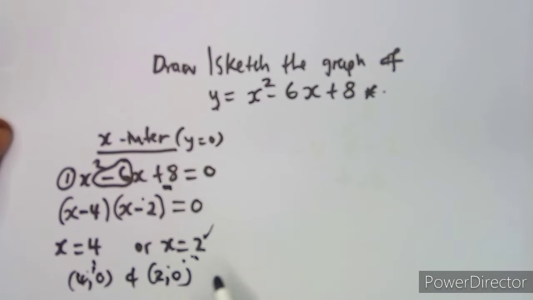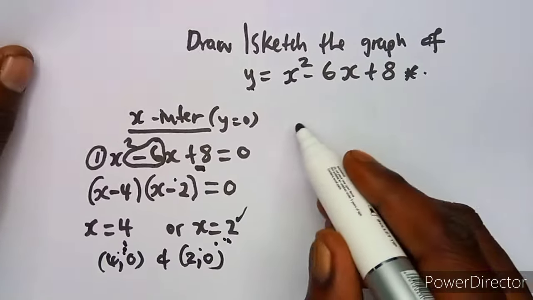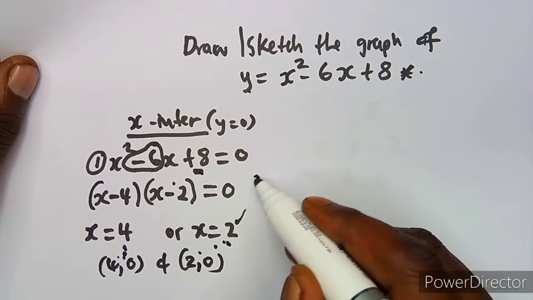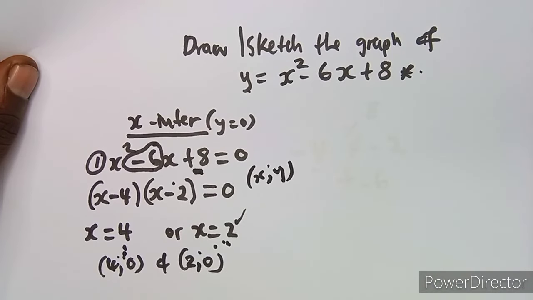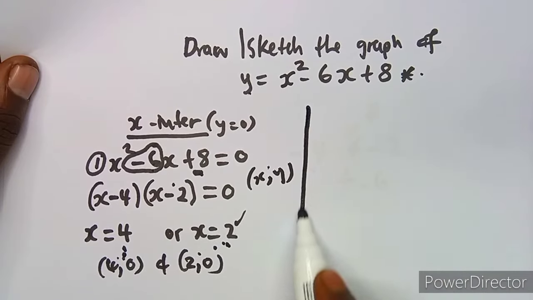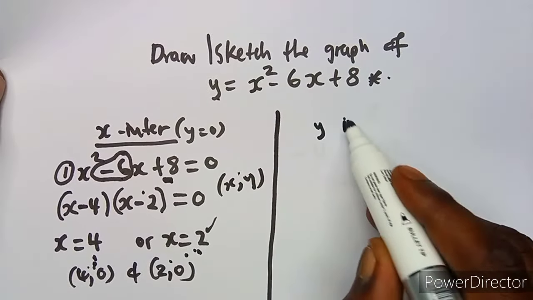Remember, it's a point, guys, and I told you in the previous class that when you are indicating a point, you represent it in terms of x followed by y, like this. That's how you write your point. All right, so you've got the x-intercepts, now you need to find the y-intercept.